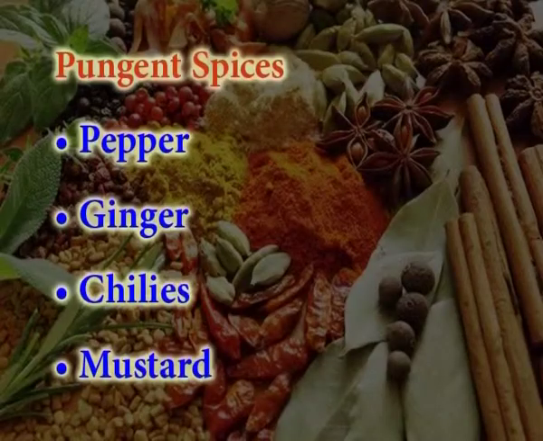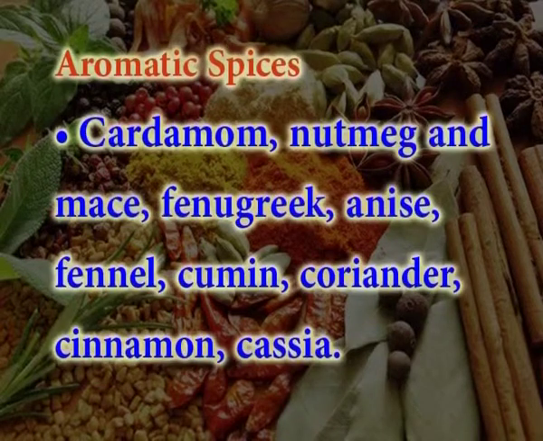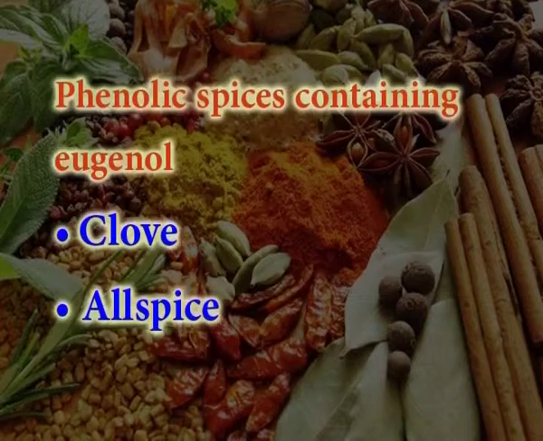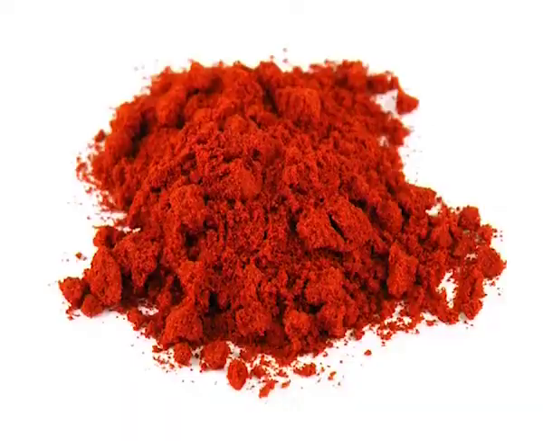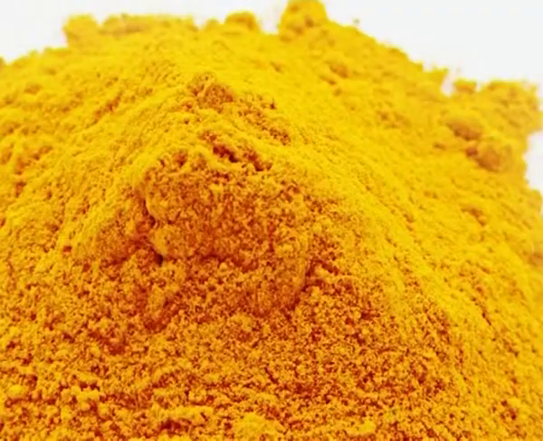In that, first we have pungent spices. Examples are pepper, ginger, chilies and mustard. Next one is aromatic spices. For that we have cardamom, nutmeg and mace, fenugreek, anise, fennel, cumin, coriander, cinnamon and cassia. Next type is phenolic spices containing eugenol. For that, clove and allspice. Next type is colored spices. For that, examples are paprika, saffron and turmeric.